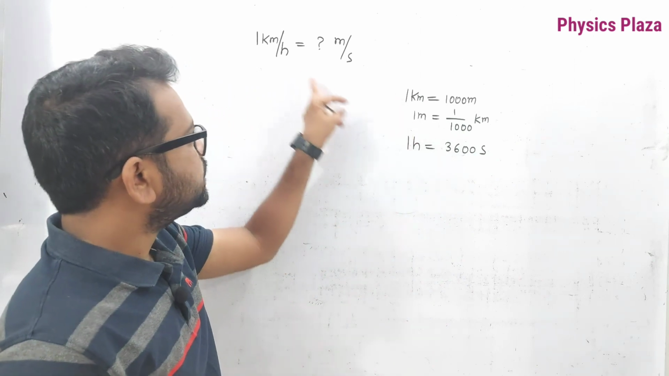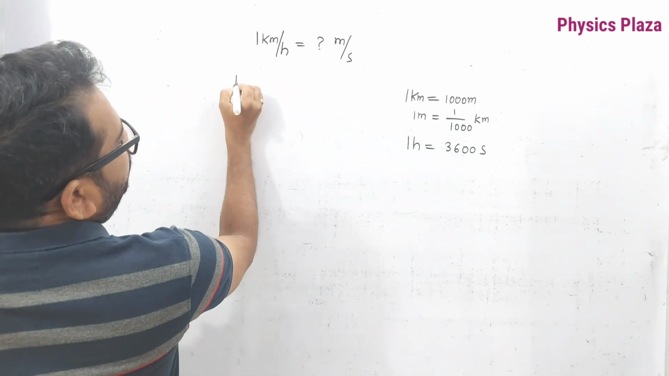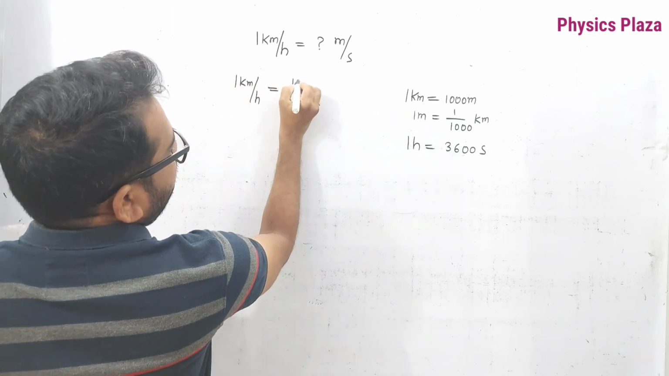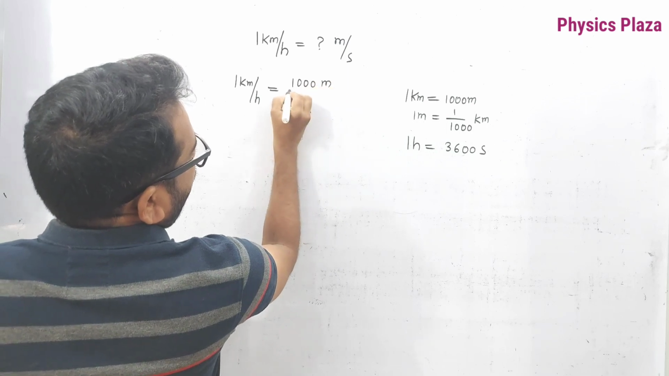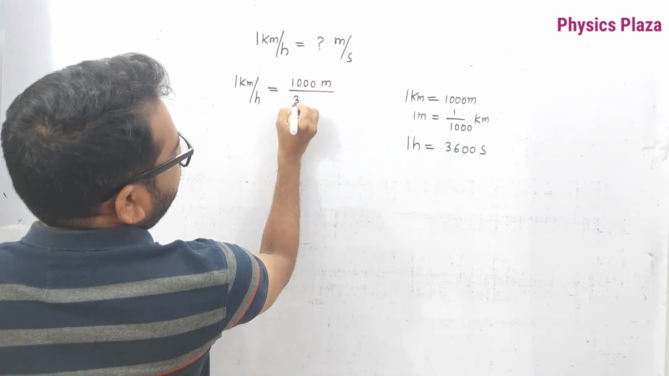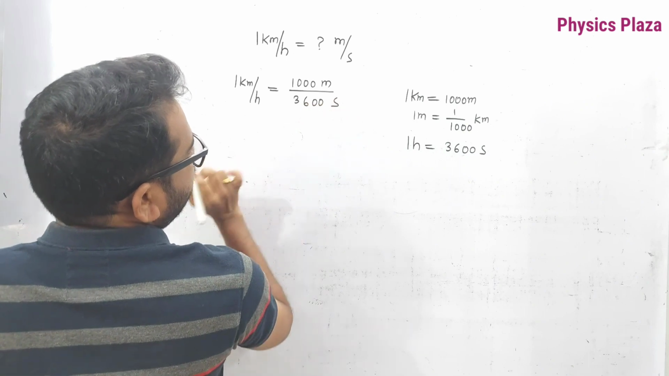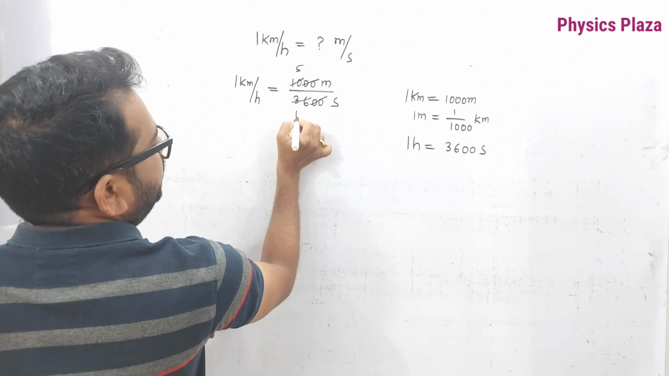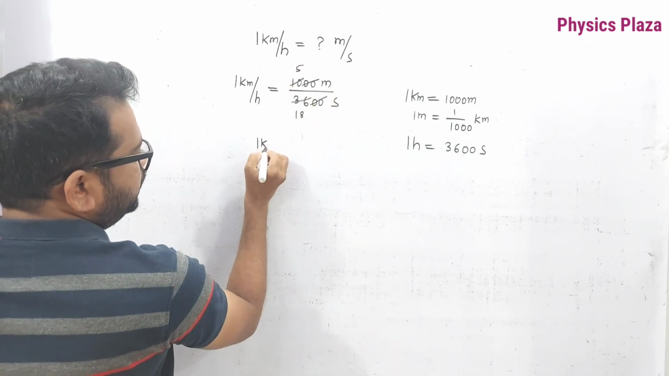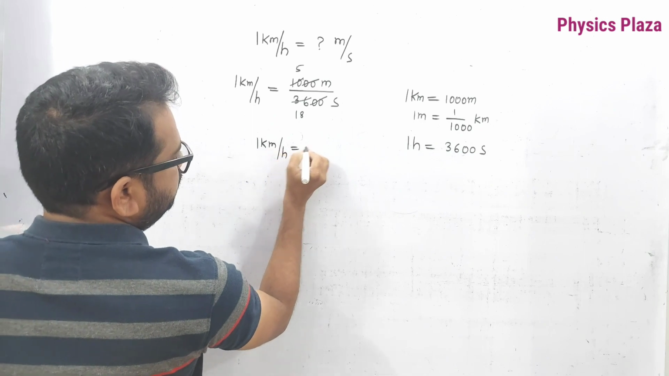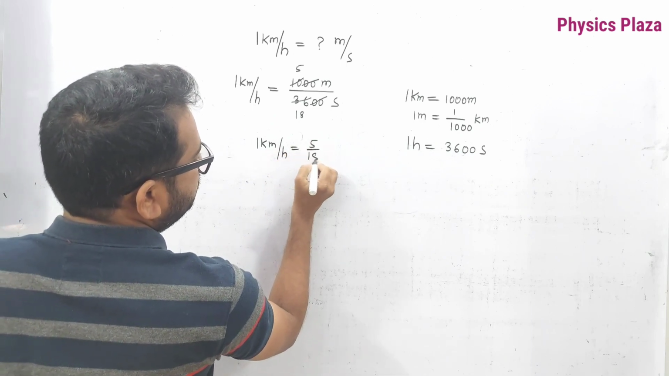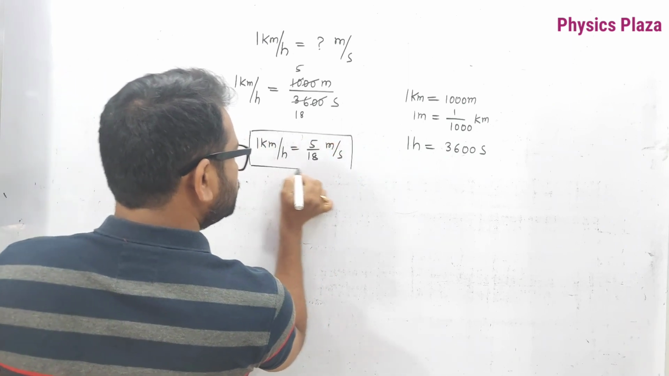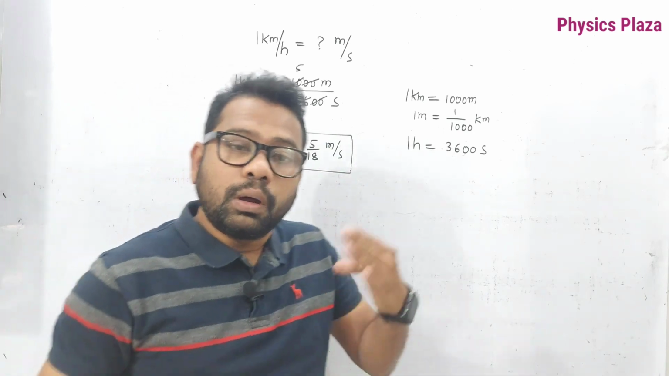Now let us substitute these two values here. So 1 kilometer per hour is equal to, in the place of kilometer we write 1000 meters, and in the place of 1 hour we write 3600 seconds. Let us simplify this. 2 zeros, 2 zeros cancel; 2 fives are 10, 2 eighteens are 36. So which means, children, 1 kilometer per hour is equal to 5 by 18 meter per second. This is a very important relation. We use it to convert kilometer per hour to meter per second.